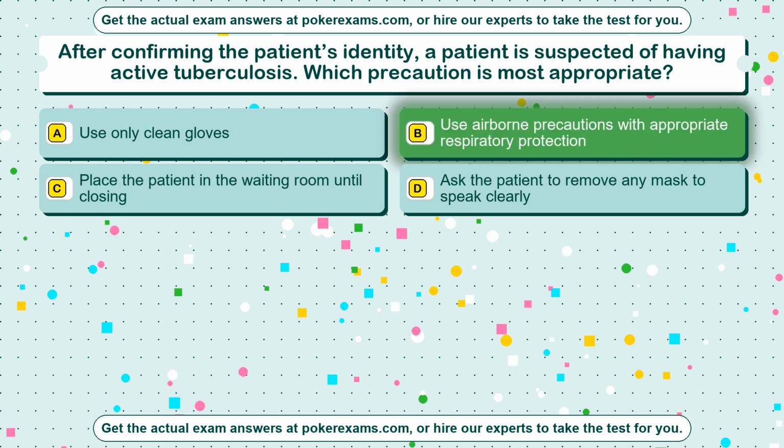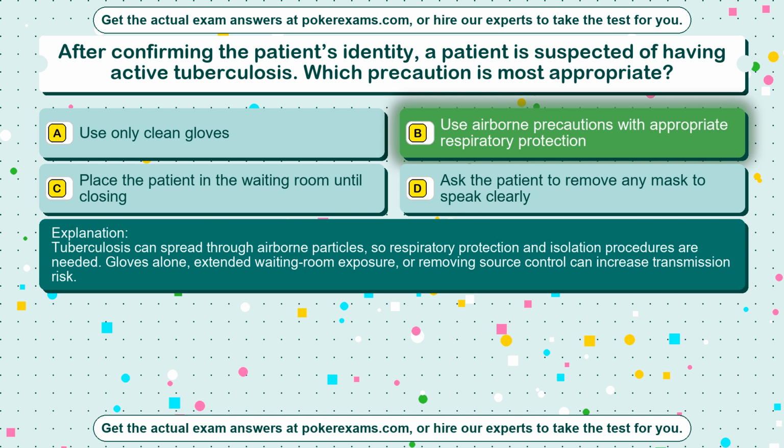The correct answer is option B. Use airborne precautions with appropriate respiratory protection. Tuberculosis can spread through airborne particles, so respiratory protection and isolation procedures are needed. Gloves alone, extended waiting room exposure, or removing source control can increase transmission risk.